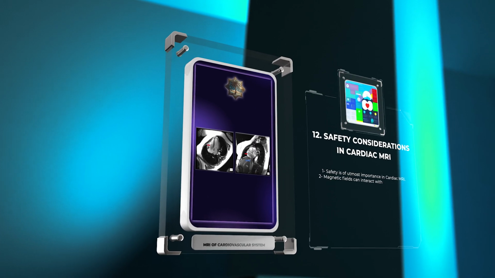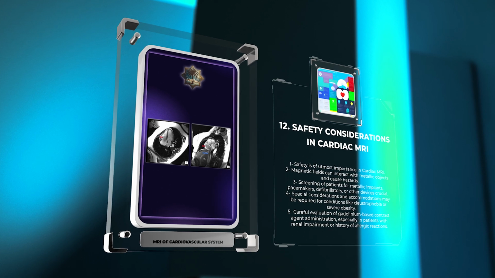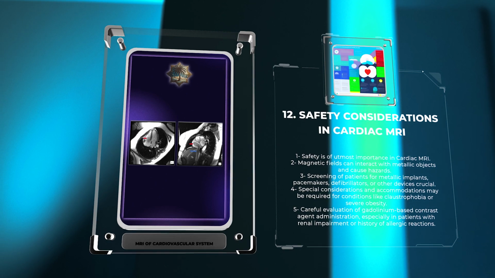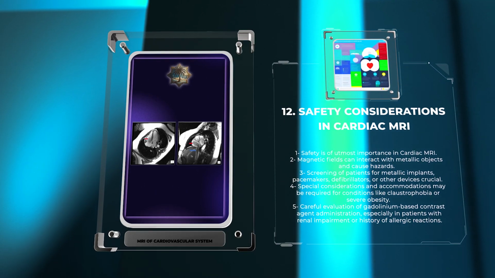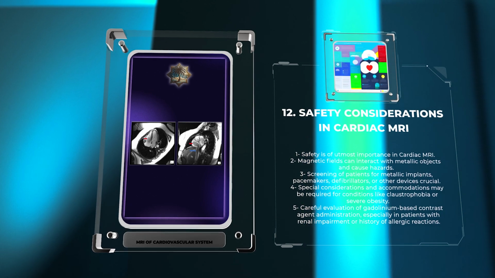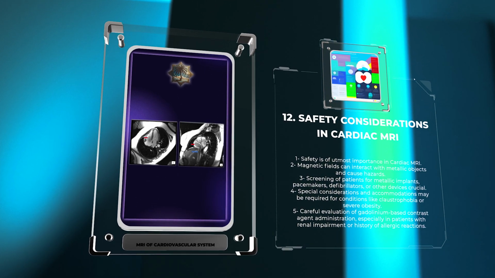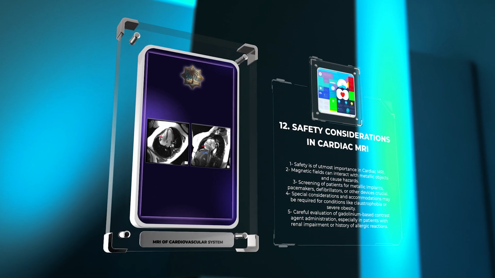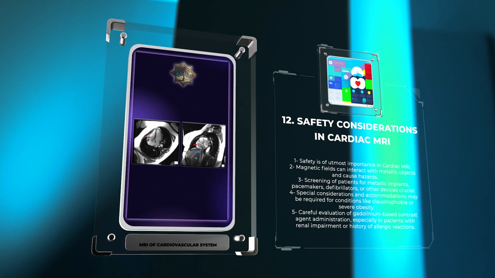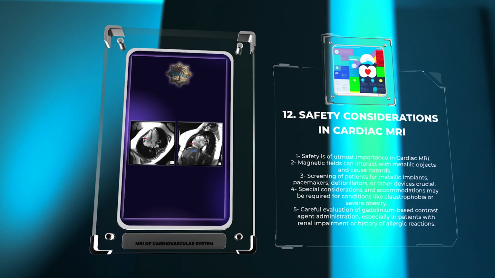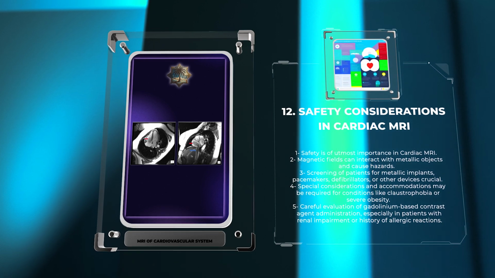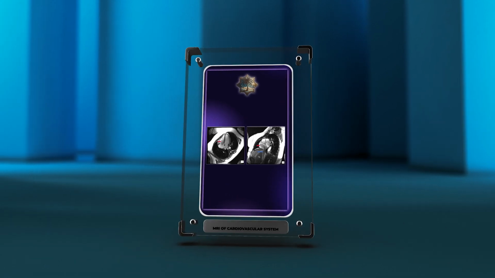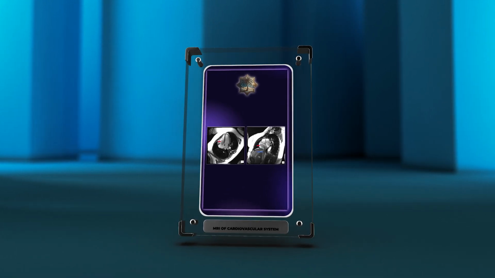Safety is of utmost importance when performing cardiac MRI. Magnetic fields generated by the MRI scanner can interact with metallic objects, causing potential hazards. Therefore, careful screening of patients for metallic implants, pacemakers, defibrillators, or other devices is crucial before the examination. Additionally, certain conditions, such as claustrophobia or severe obesity, may require special considerations and accommodations. The administration of gadolinium-based contrast agents should also be carefully evaluated, especially in patients with renal impairment or a history of allergic reactions.